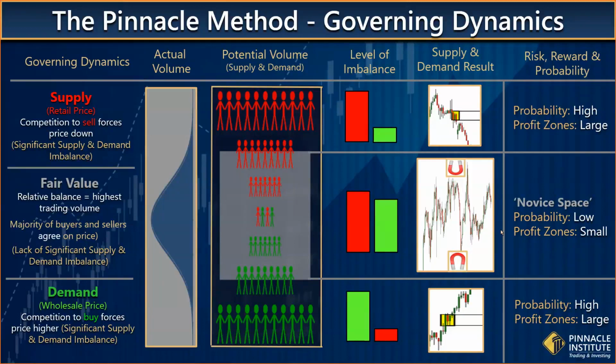Okay, the picture. We also call it the novice space. Why do we call it the novice space? Well, because only a novice market speculator would enter a position in the middle. The probability of success is low. The profit zones are not ideal. And it's very difficult to manage risk when you're buying and selling where the majority of people buy and sell.